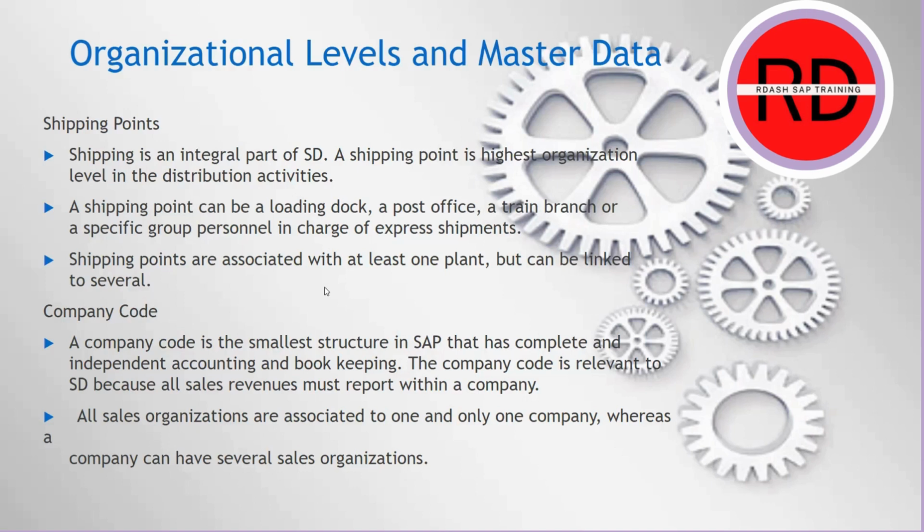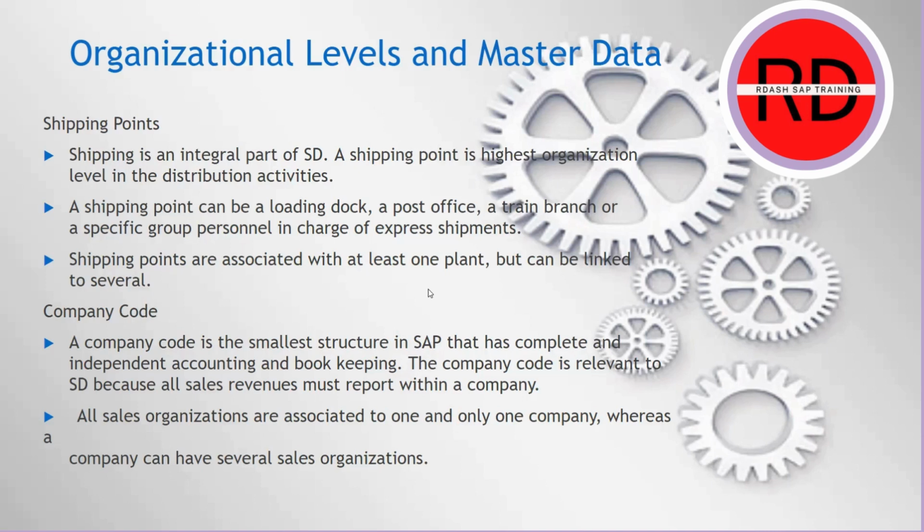It means suppose you have a plant. Inside the plant, you must define a shipping point where your material is going to be shipped. If you are sending the material through rail, you should have a station, where you can keep the materials, and from there you can send the material through the rack of the rail. So without a shipping point, you cannot deliver the material.